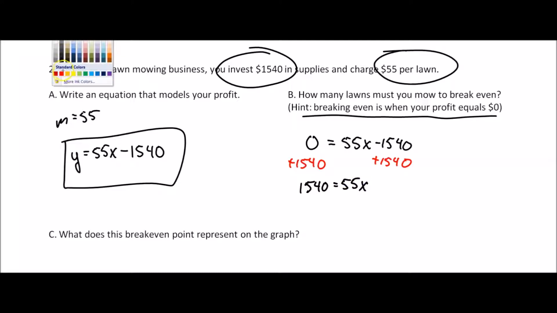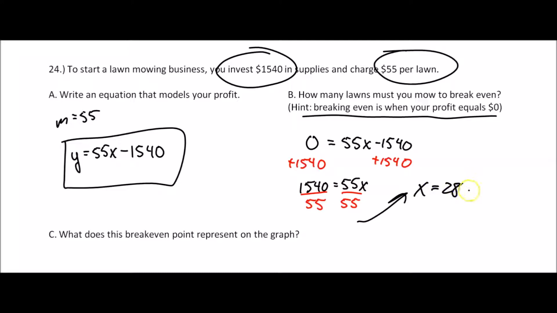And then we divide by the 55. So it looks like we get a 28. So it's saying 28 lawns. And that's just how many we have to mow to kind of break even, to pay off the debt that we created when we bought all the supplies.